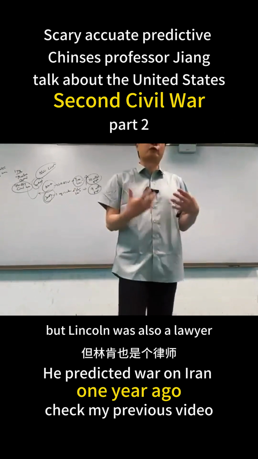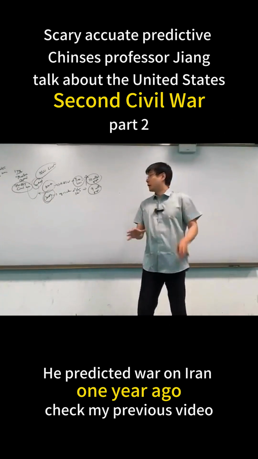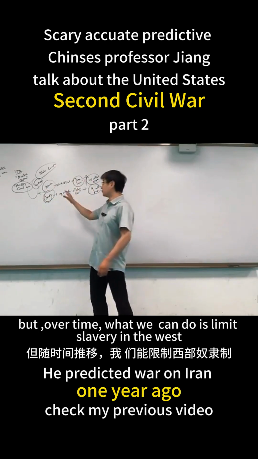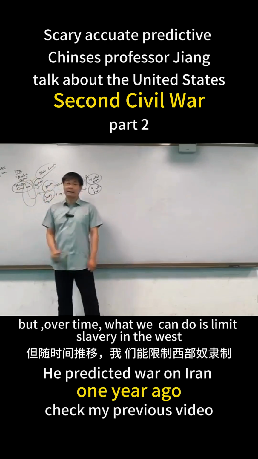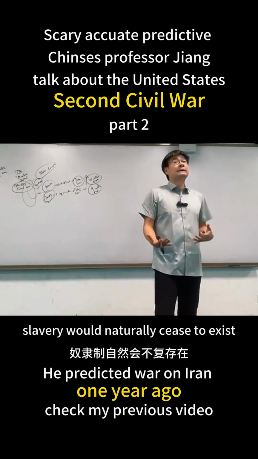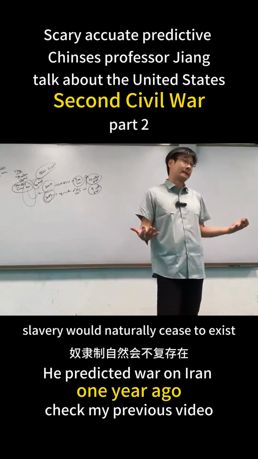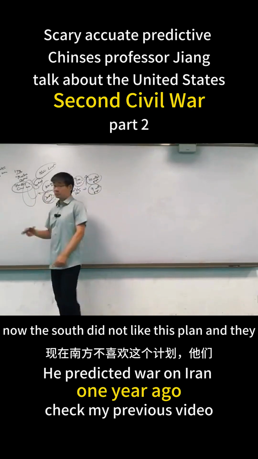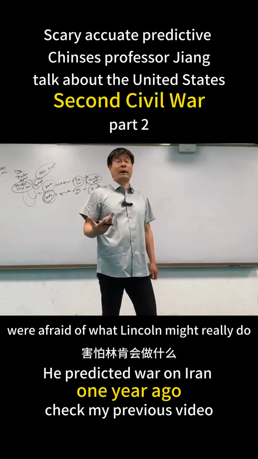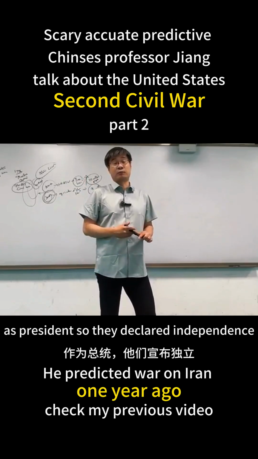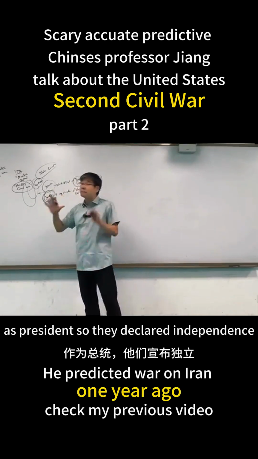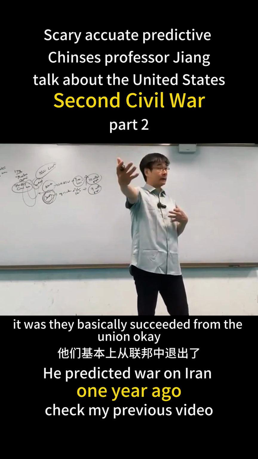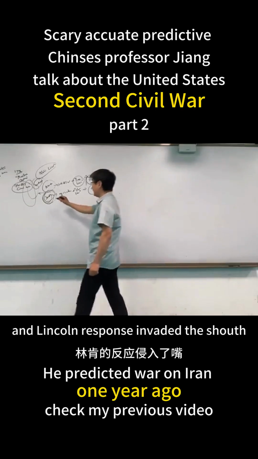But Lincoln was also a lawyer, and he believed that the South legally had a right to slavery. But over time, what we can do is limit slavery in the West. And therefore, over time, in maybe 100 years' time, slavery would naturally cease to exist. Okay? That was Lincoln's plan. Now, the South did not like this plan, and they were afraid of what Lincoln might really do as president, so they declared independence from the United States. They basically seceded from the Union, okay? And Lincoln, in response, invaded the South.